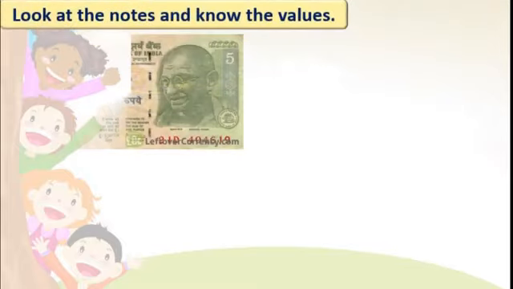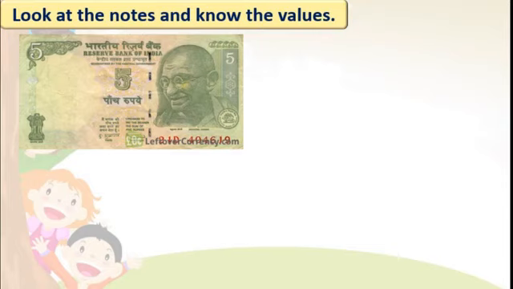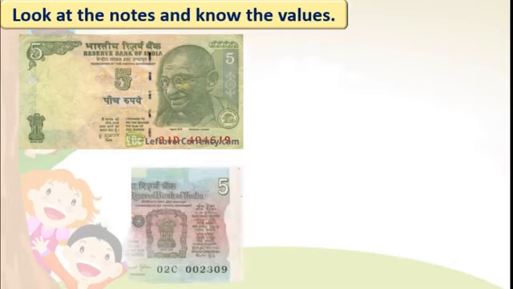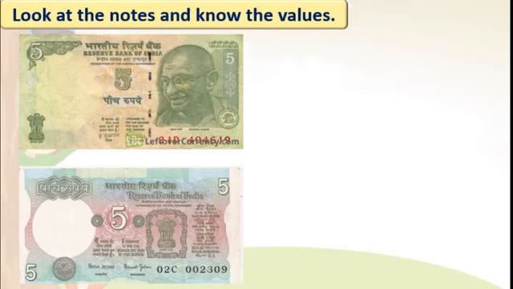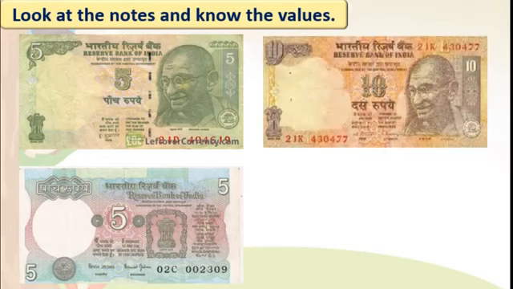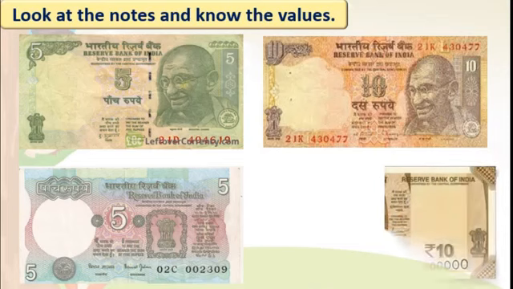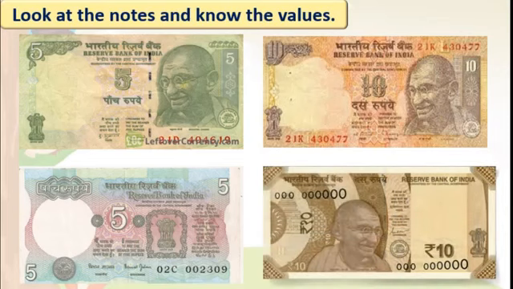We will see. These are notes. Okay. This is 5 rupee note or the value of this note is 5 rupees. One more form is there. See the design and shape and color of these two notes. The values of these notes are rupees 5. Okay. The value of this note is rupees 10. See, this is a new note of rupees 10. But we use both the notes.